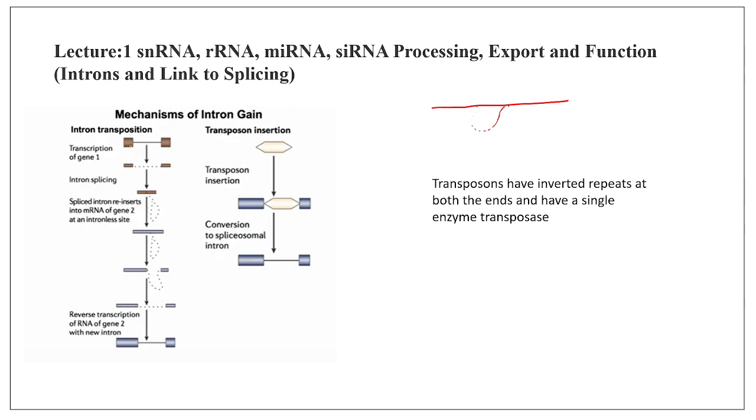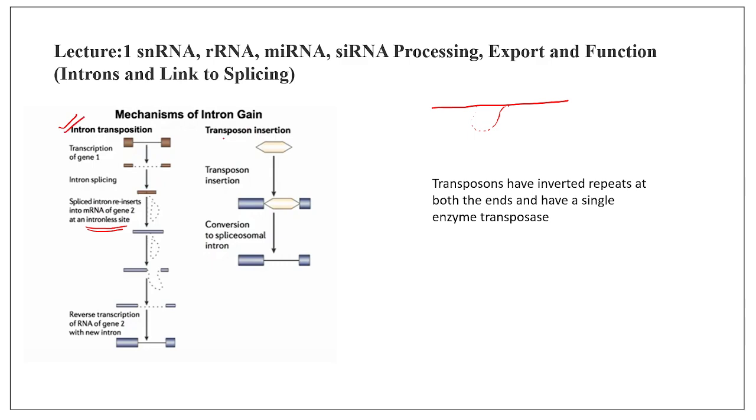So this is intron transposition. That means the intron changes its position from one exon to another exon. From one exon, when it is spliced out, it goes and binds to any other gene at an intron-less site. This is important. This is your intron transposition.